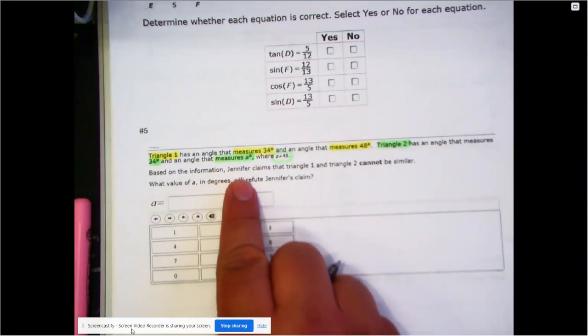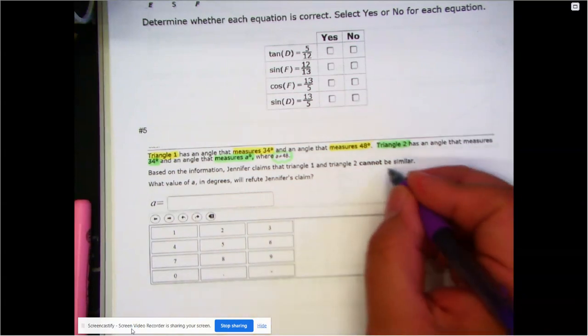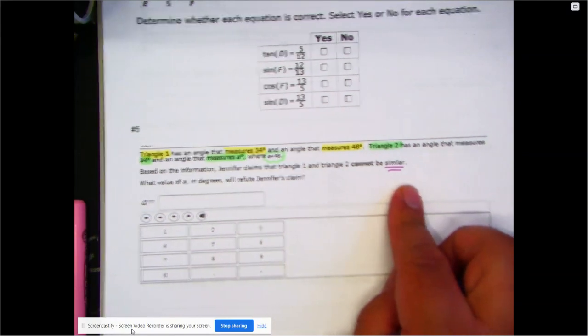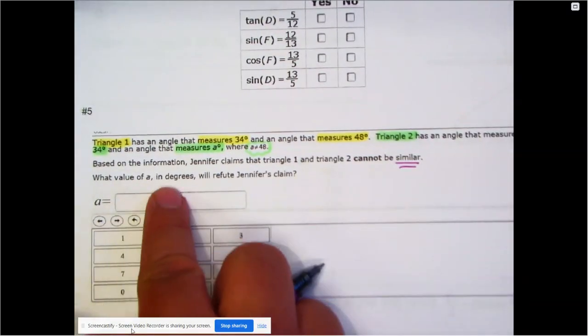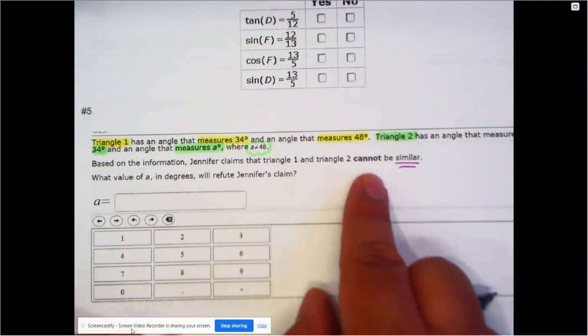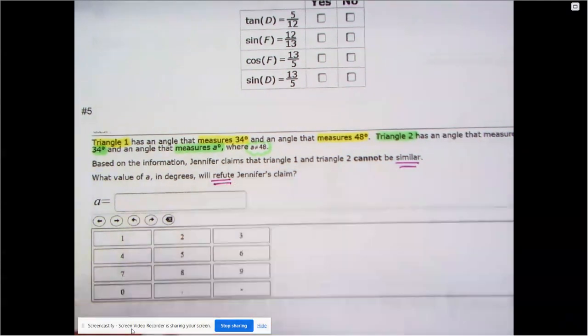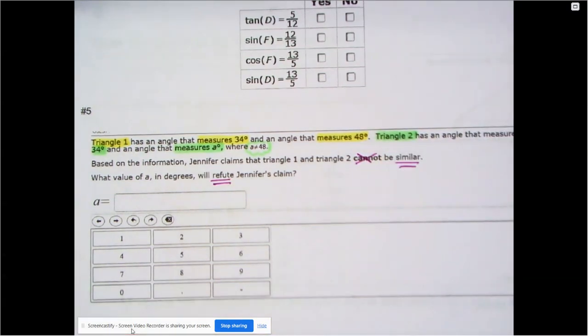Based on the information, Jennifer claims that triangle 1 and triangle 2 cannot be similar. All right, so they're talking about similarity here. I'll zoom in once, I guess I can zoom in now. What value of A in degrees will refute Jennifer's claim? So Jennifer's saying it cannot be similar. When they say they want you to refute it, it means they want you to go against her. So we're going to say they are similar. So here's how it's going to work.